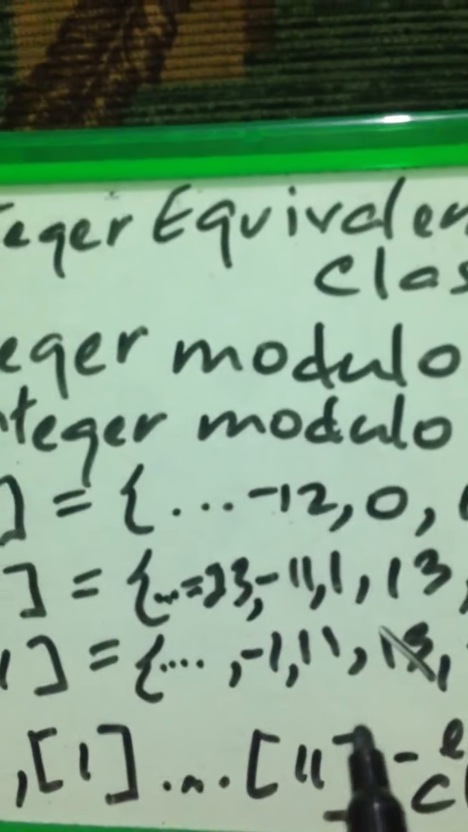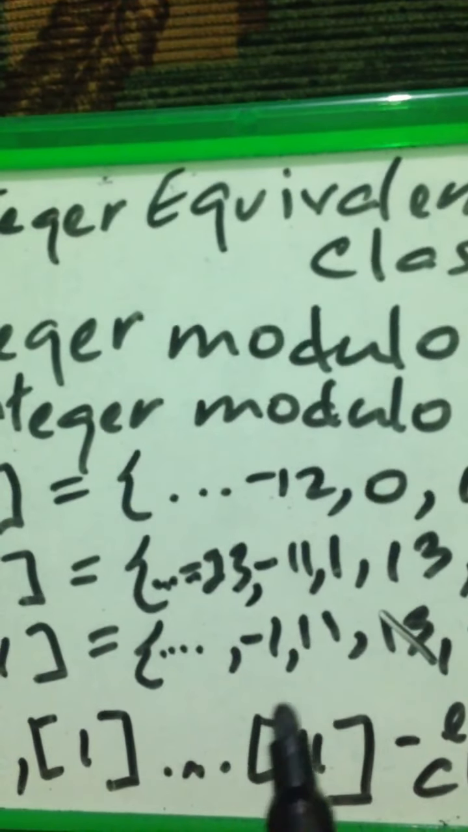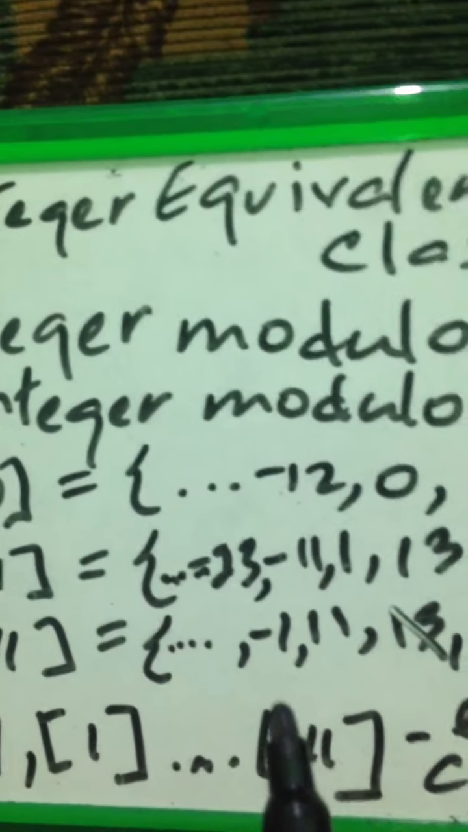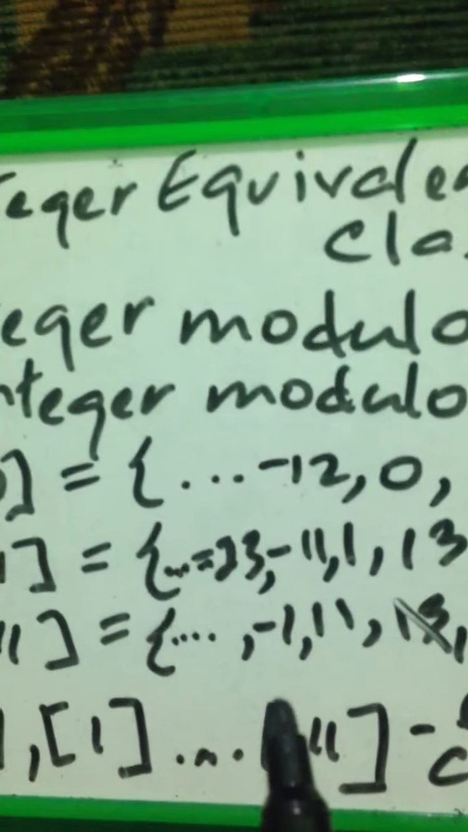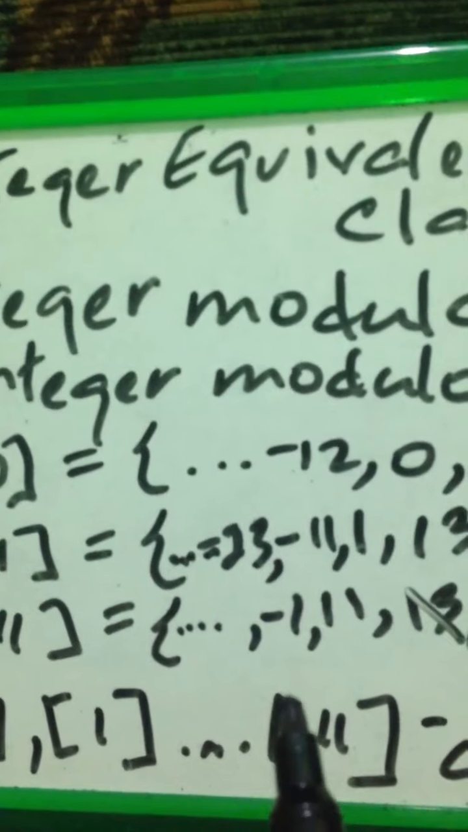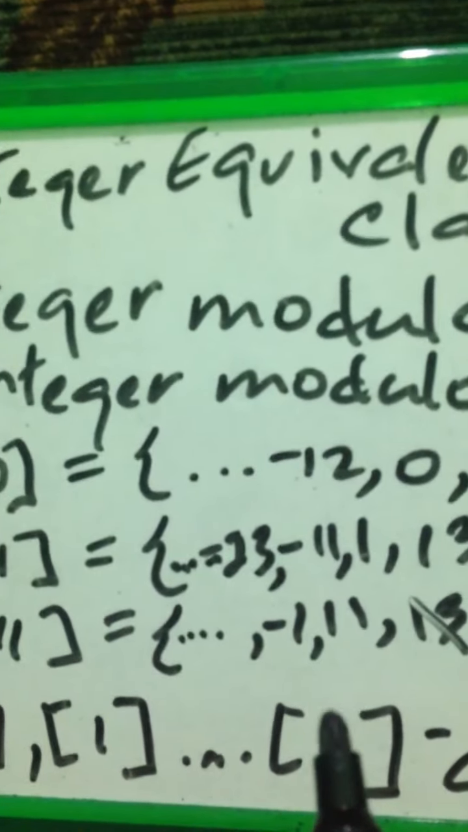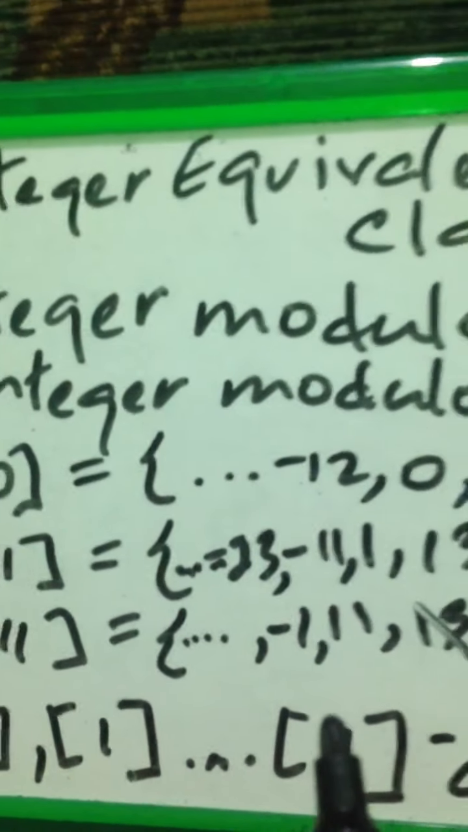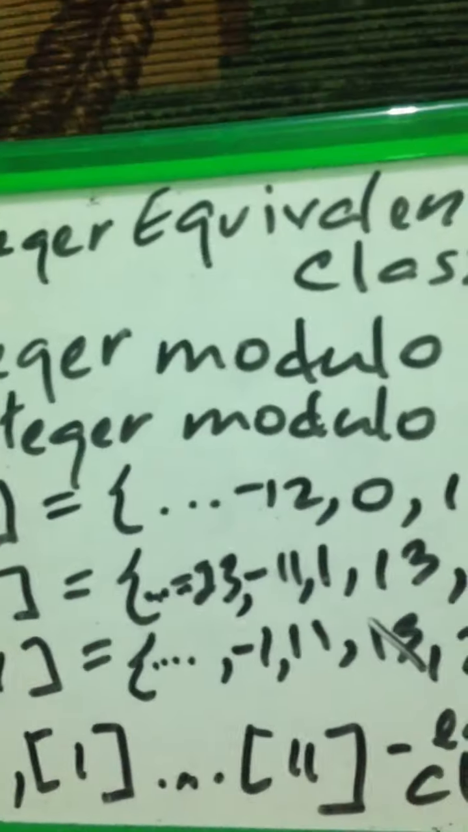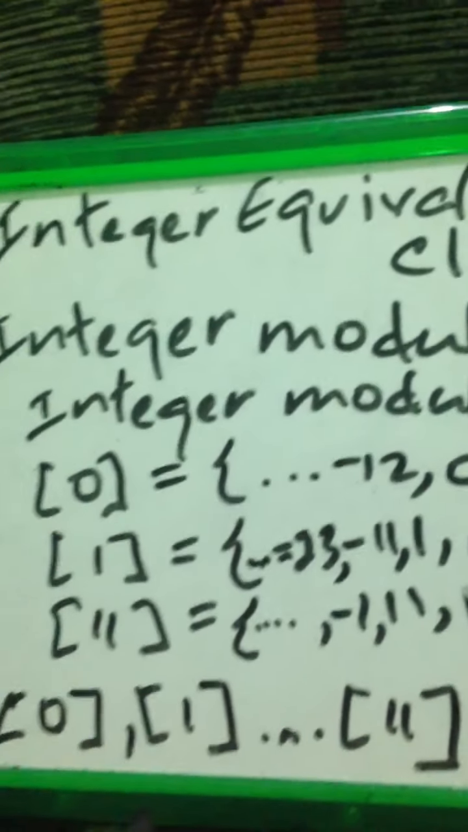Then to the left of 11, you're going to subtract 12 from 11. That will give you negative 1. Subtracting 12 from negative 1 will give you negative 13. And it will be infinitely extended to the left.